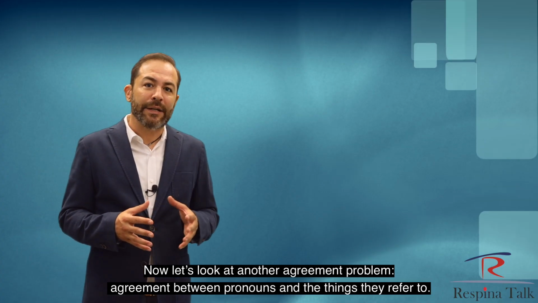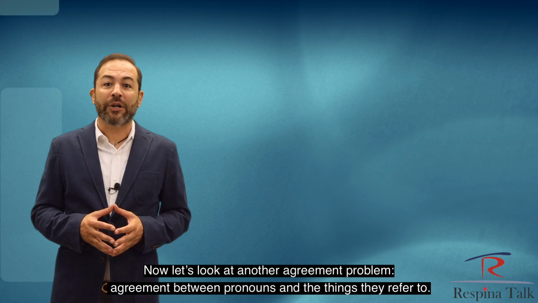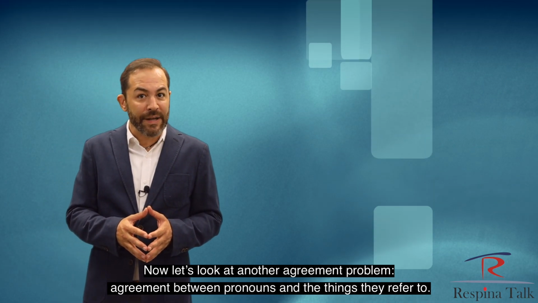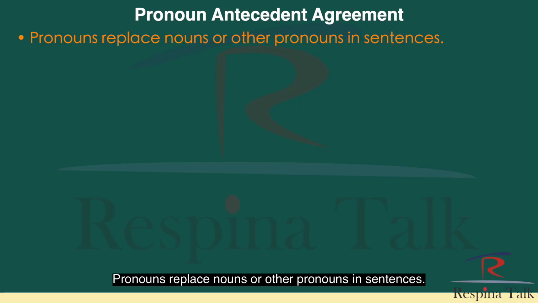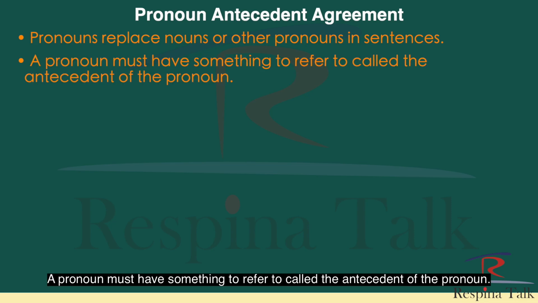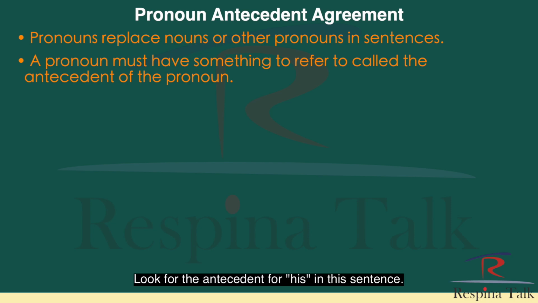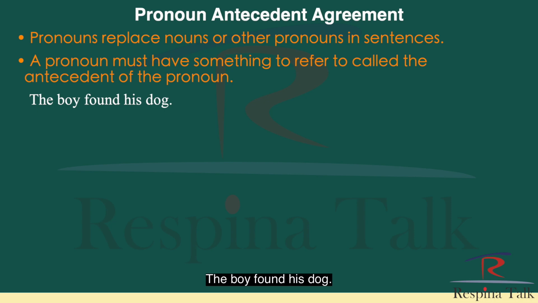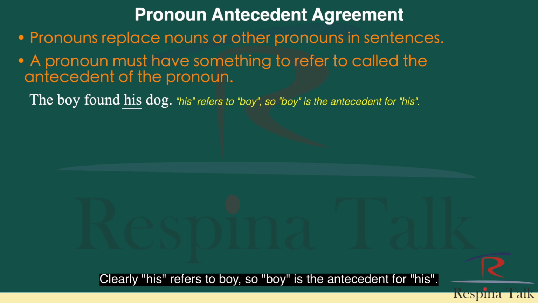Now let's look at another agreement problem. Agreement between pronouns and the things they refer to. Pronouns replace nouns or other pronouns in sentences. A pronoun must have something to refer to called the antecedent of the pronoun. Look for the antecedent for his in this sentence. The boy found his dog. Clearly, his refers to boy. So boy is the antecedent for his.